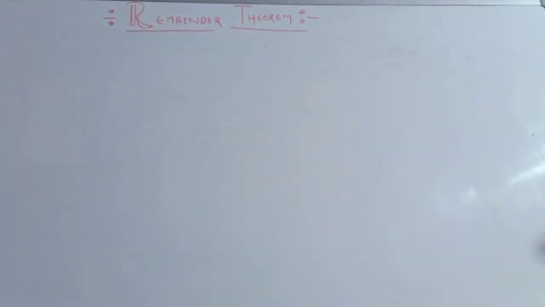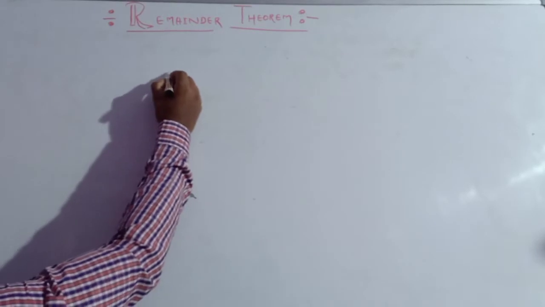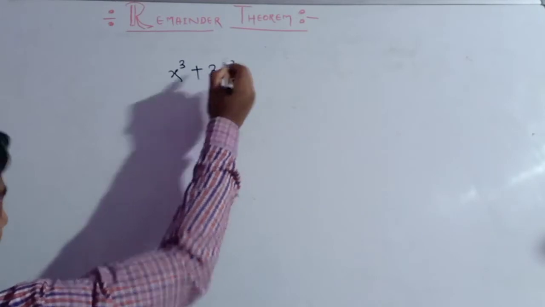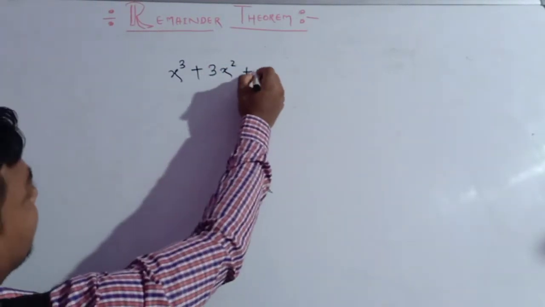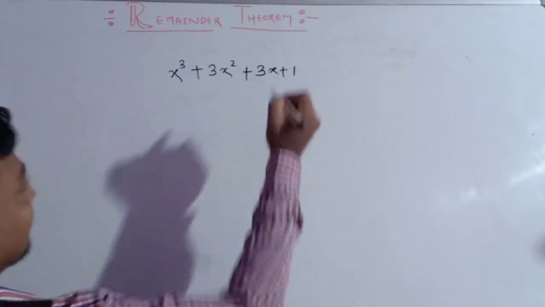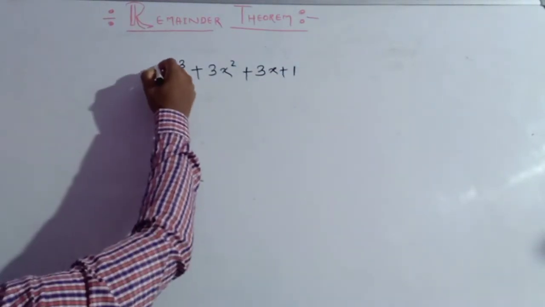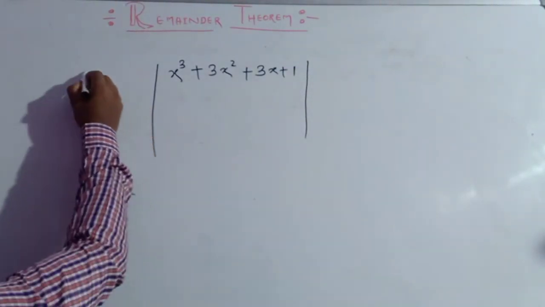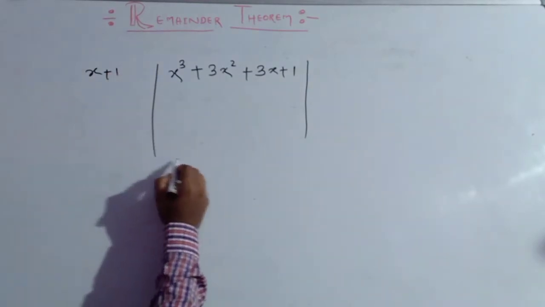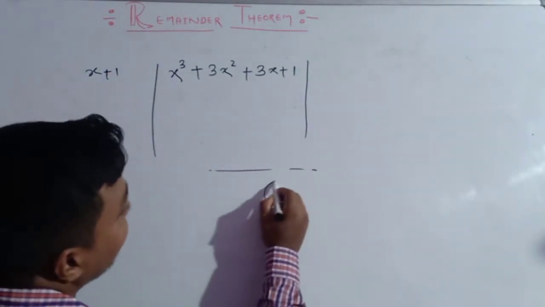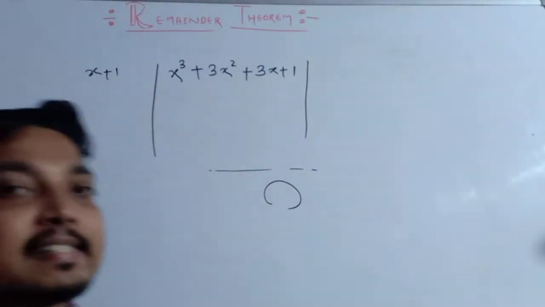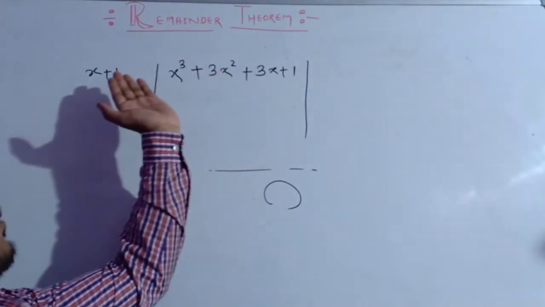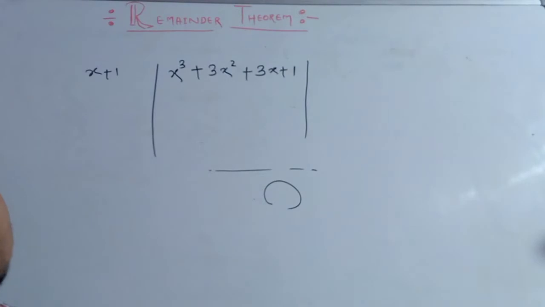Suppose one question is given: x cube plus 3x square plus 3x plus 1, and it is said that you have to divide the same by x plus 1. Then how much will you get as the remainder? So it means this question says, whenever you divide this polynomial by this polynomial, then how much will the remainder be.